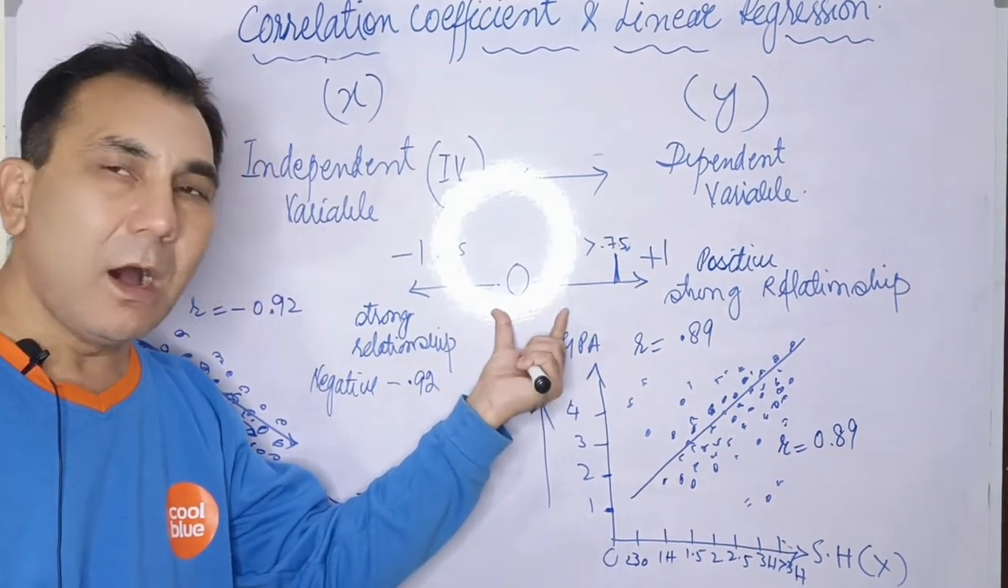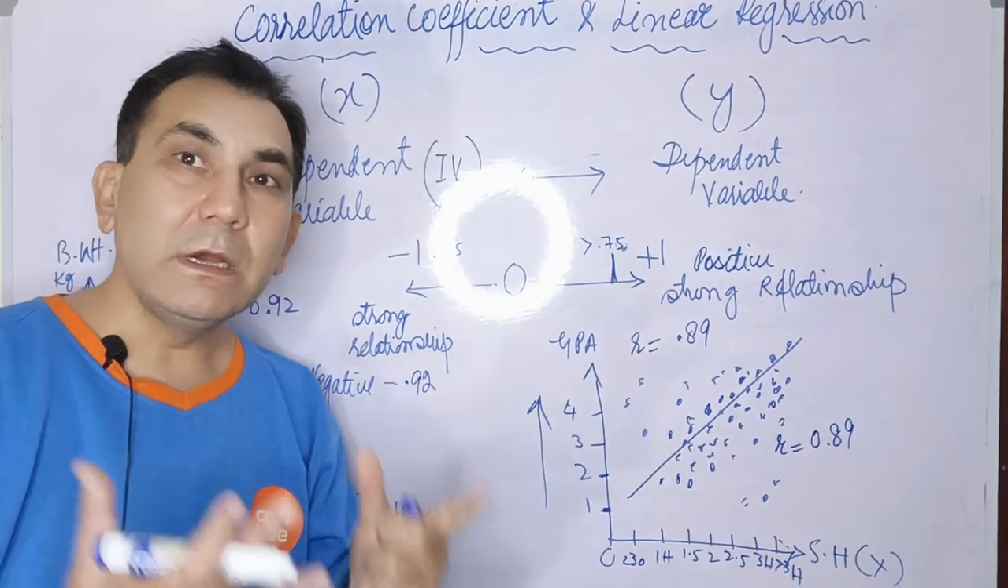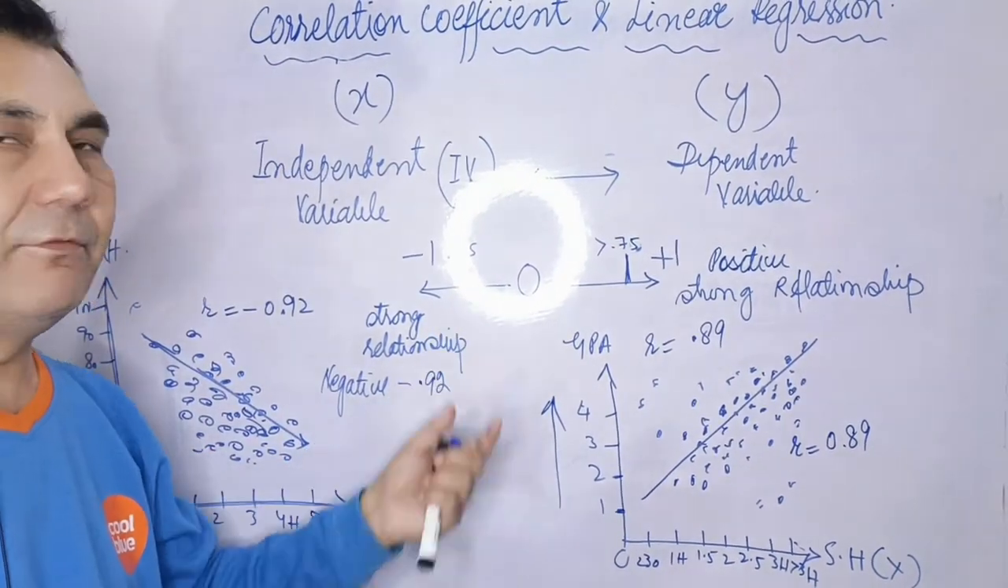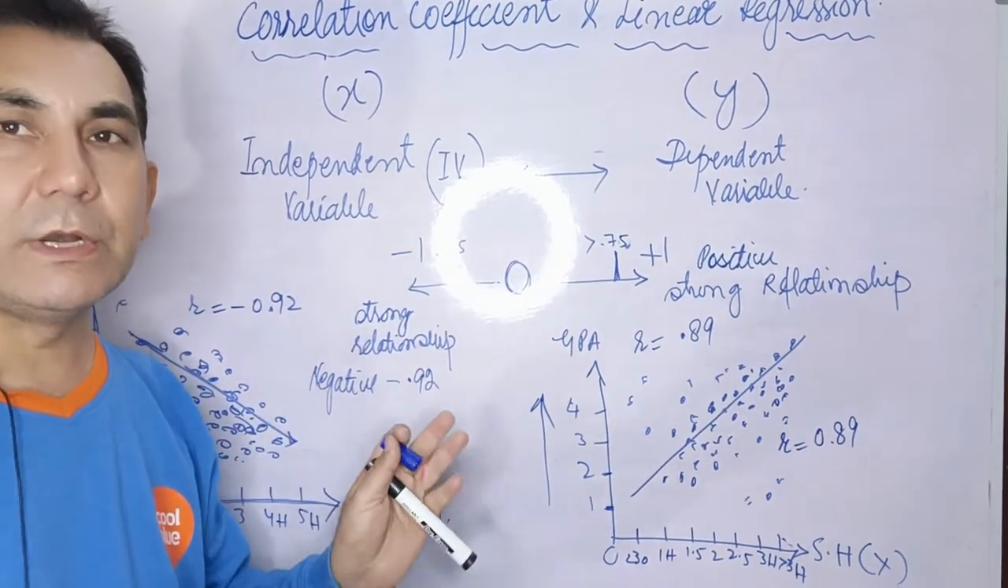How much your R value comes near to 0, it is a weak relationship. If it is 0, it means no relationship.